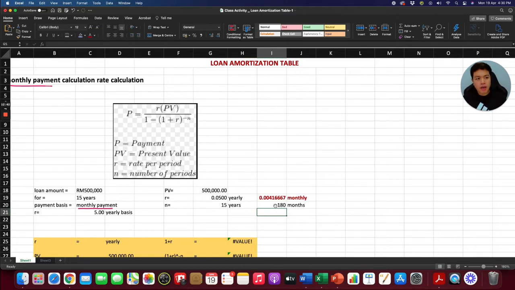Awak akan buat bayaran balik. You are making payment for 180 times. In Malay, awak akan bayar bank sebanyak 180 kali. You are making payment for 180 months.